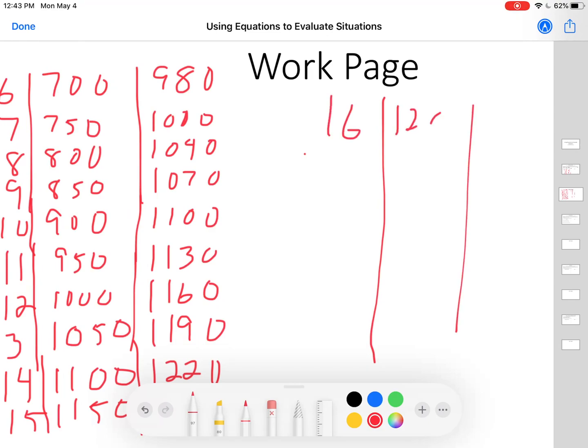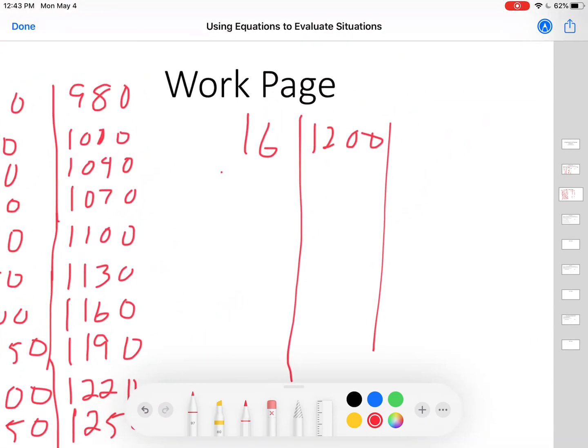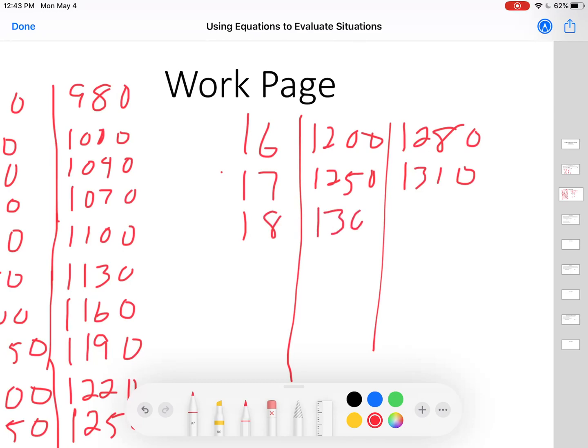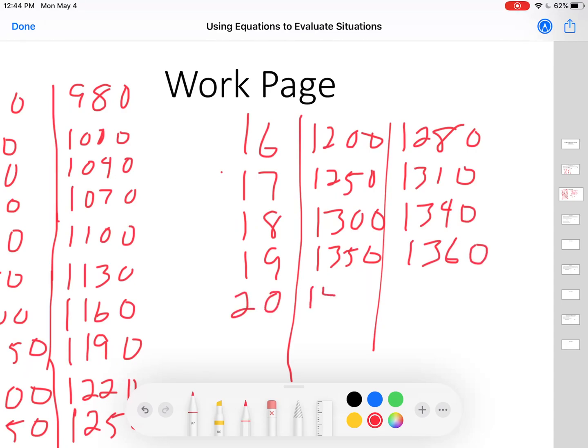16, 1,200, and 1,280. 17, 1,250, 1,310. 18, 1,300, 1,340. 19, 1,350, 1,360. 20, 1,400.